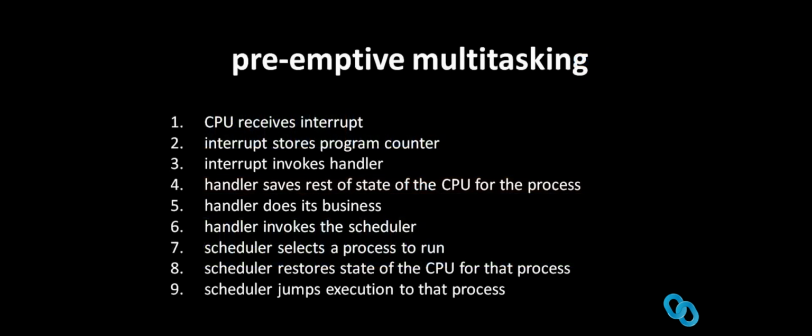Laid out in full, this scheme, called preemptive multitasking, works like this. First, the CPU receives some hardware interrupt, then the interrupt stores the program counter so that the interrupted code can resume later, the interrupt invokes the appropriate handler, the handler itself saves the state of the other CPU registers so that the interrupted process can be resumed later, the handler does whatever business the interrupting device needs, the handler then invokes a scheduler, and the scheduler selects a process to run. The scheduler then restores the CPU registers to the state they were in when that process was last running so that that process may continue. And finally, the scheduler jumps execution to that process.